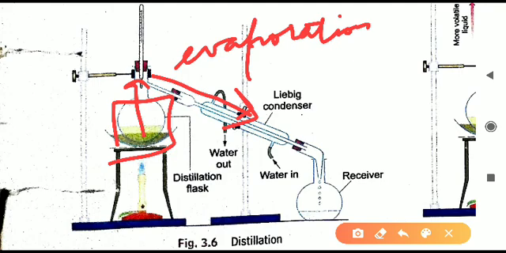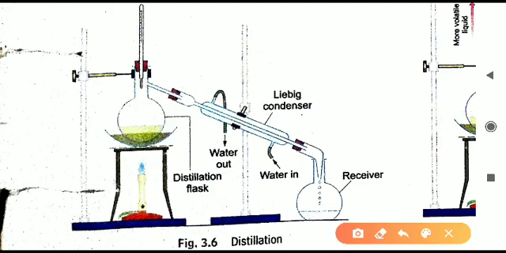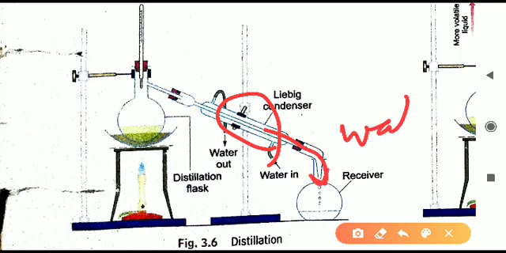As it moves towards the right side, it will cool down. And then what will happen now? The second process will start, that is condensation. So first evaporation is done, and then condensation is done. On condensation, what is happening? Due to cooling down, the water vapors which are present in the Liebig condenser will again cool down, and water vapor will convert into water.